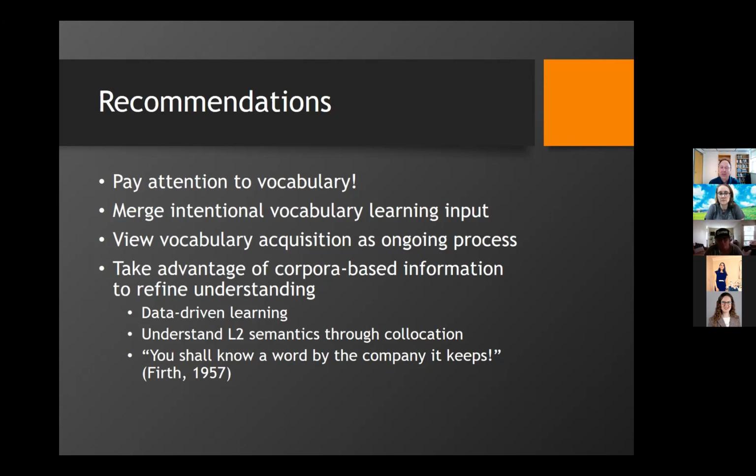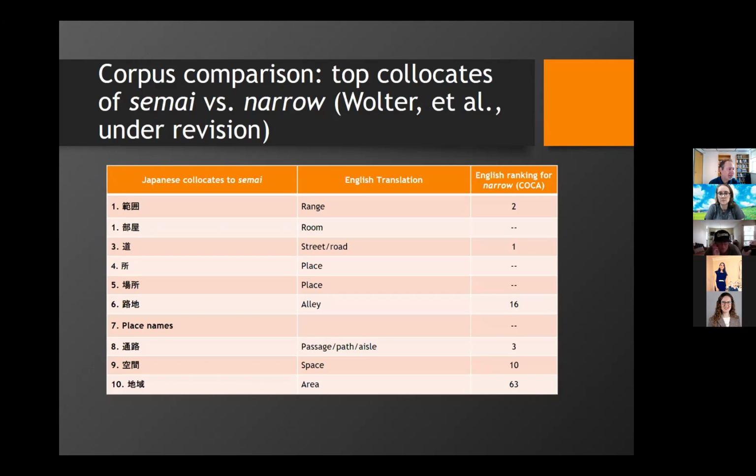We can see this when we look at a corpus. This is from a study that I'm revising right now. We got this information from a Japanese language corpus, and we typed in semi, and here are the Japanese collocates, and here are the English translations. Then we looked up the English translations in the COCA to see how frequent they were. You can see there's some overlap. Narrow street and road are both very common. Narrow range was also common. But we also see that 4 of the 10 that appear in the Japanese corpus don't appear at all in the English corpus. So you can conclude just by looking at the collocations that English narrow and Japanese semi don't quite mean the same thing.